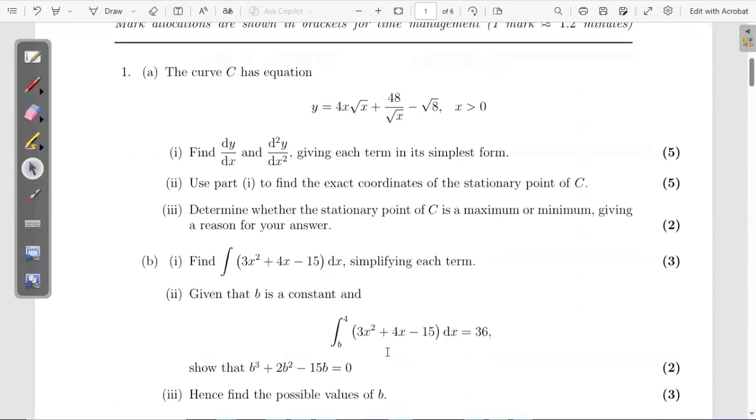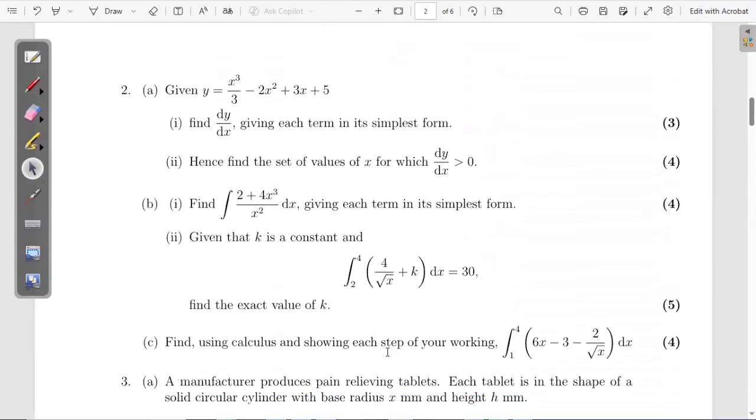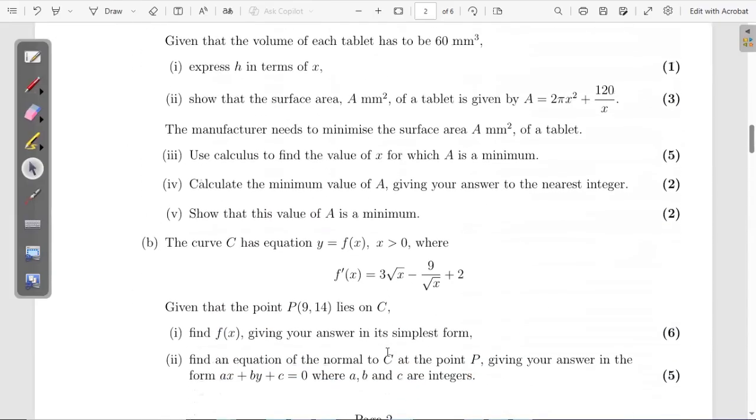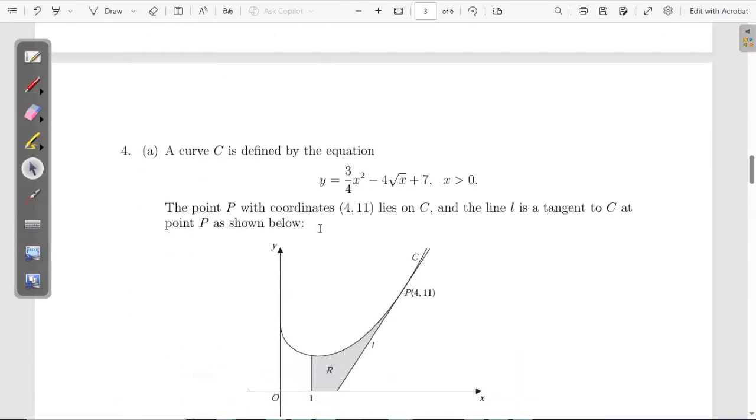So as you can see, this tutorial sheet here has a lot of different questions, okay, and we're just going to be solving all these questions here. Okay, take note of question 3. It's a very common exam question. Okay, so make sure you know how to solve it.